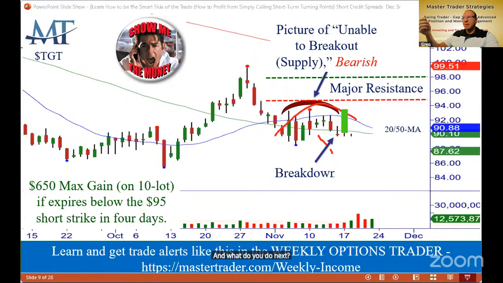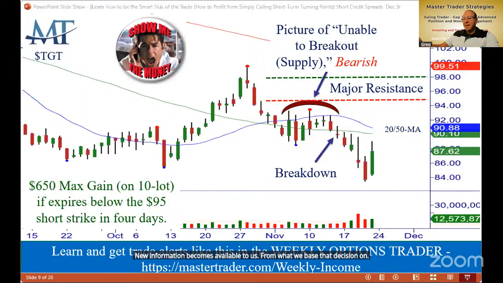And that is what Dan does very, very well with the management of these credit spreads, because in this example there's nothing to do. It's just doing what you believed it's going to do. So with everything that we do, whether it's a credit spread or whether we're buying XYZ because we believe it's going to go up, new information becomes available to us from what we base that decision on. So in this example, it's perfect. Nothing to do. But if we get the big green bar, how do you do it?